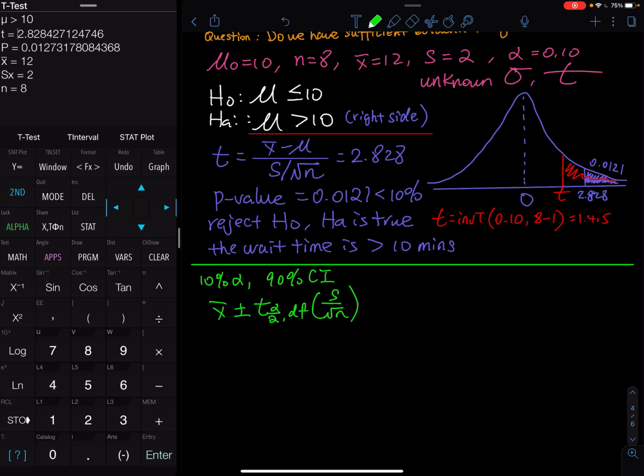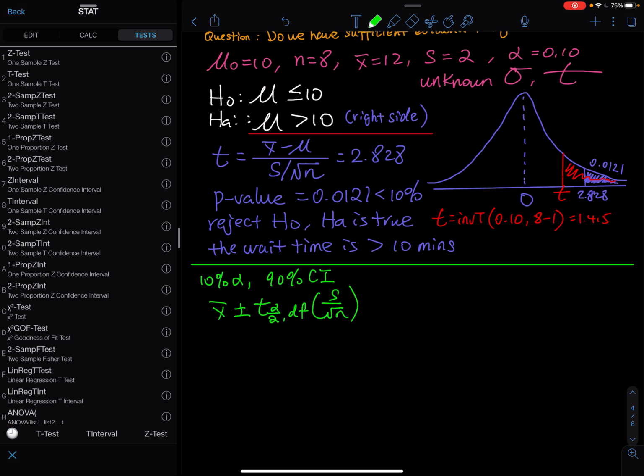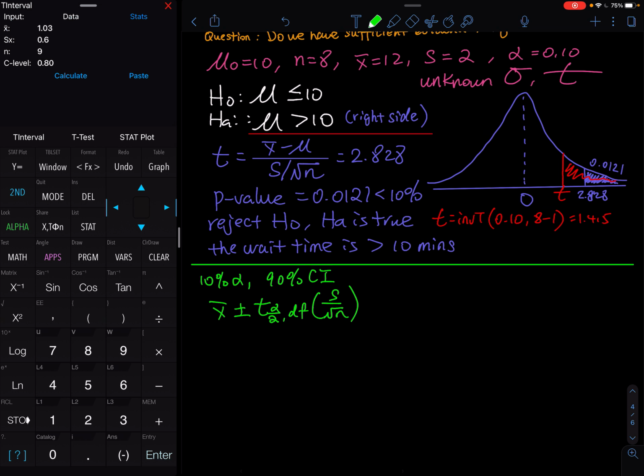We go to stat, and then we go to test. We do a t interval. T interval is line 8, and then we have to select the stats option. Then x bar is 12, sample standard deviation 2, sample size 8, and then the last one is 90%, 0.90, and then you calculate.